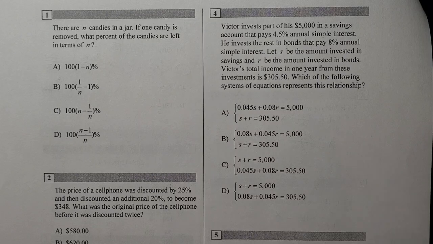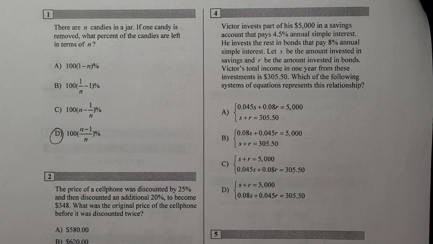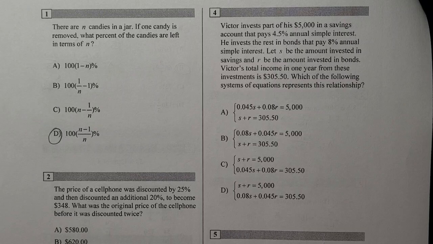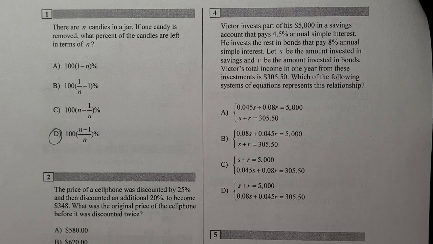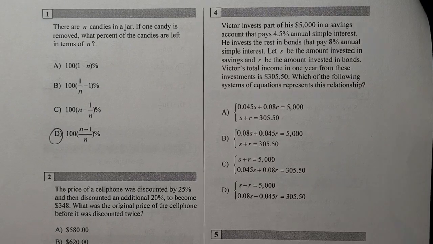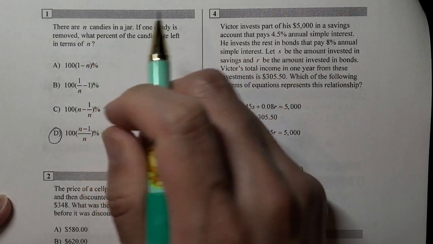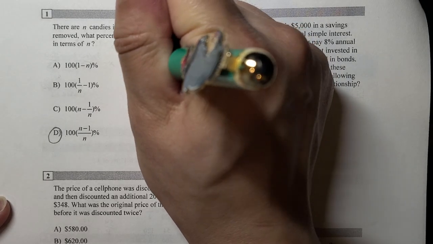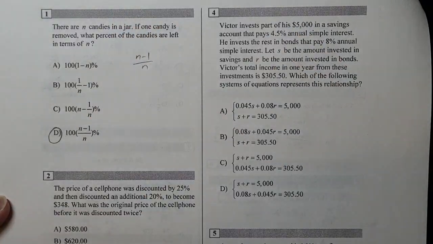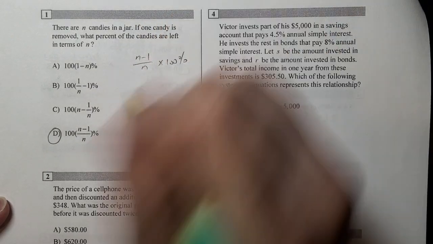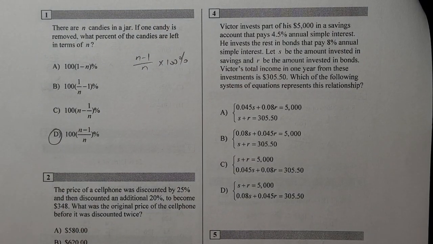Okay, the answer is D. Why is that? Remember, percentage is just a ratio. We're just going to convert that ratio in terms of hundredths. So there are n candies initially. You take out 1, how many candies are left? n minus 1. Write that as the ratio of the original, and then multiply by 100%. And that's exactly what this is right here.